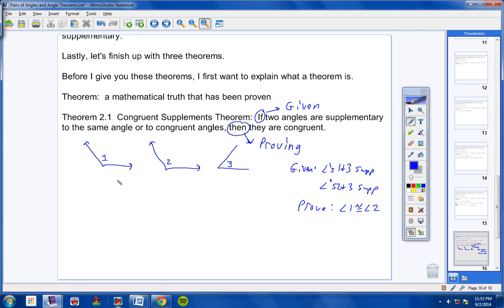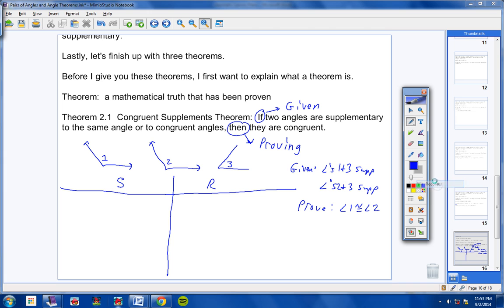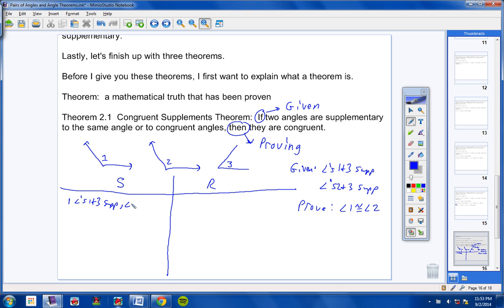Now here we go. Remember how we do this? Here's your statements. Here's your reasons. We did this in the past here. And here we go. I'm going to write this pretty quickly and pretty small. Again, just watch, okay? All right. The first thing I'm going to state is my given. So I'm going to put angles 1 and 3 supplementary, and angles 2 and 3 are supplementary, and my reason would be given. That's what I'm given, okay? Easy enough. Now moving on to number 2.